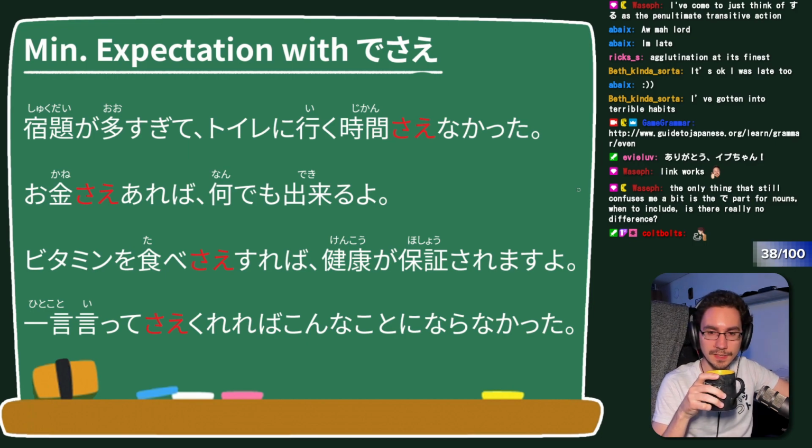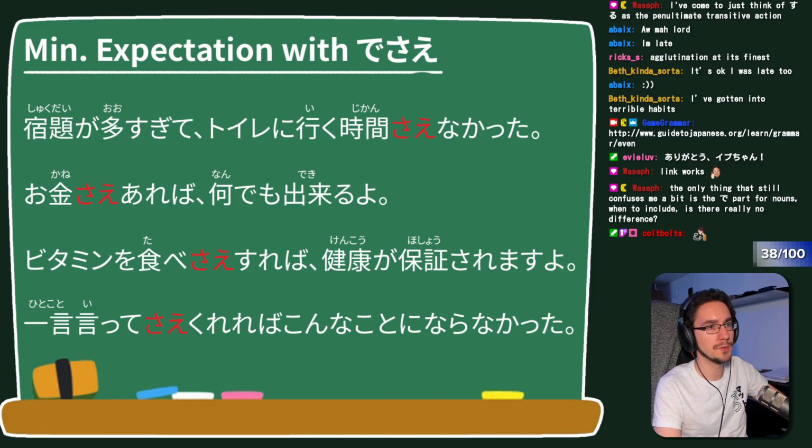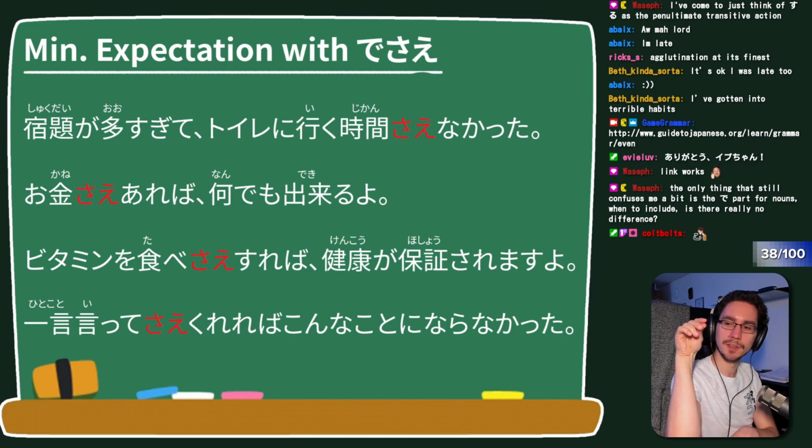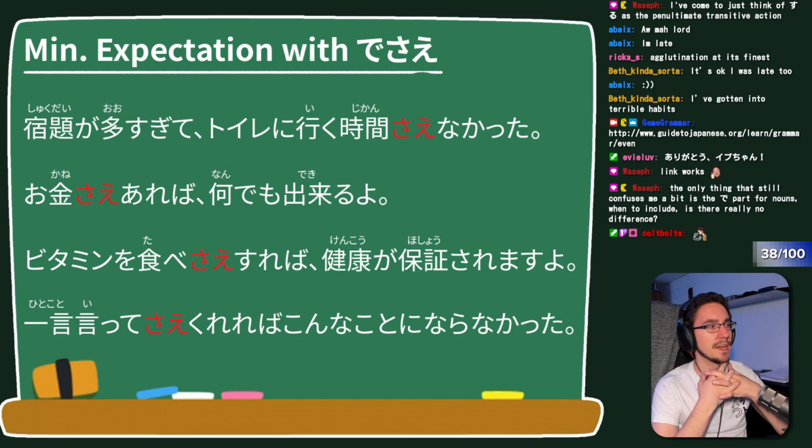The only thing confusing me is the part for nouns, when to include de, and there's no difference. Usually, yes, we can talk about that again. Usually, if you include it, all it does is make it sound more emphatic. It's like more emphasis. Sometimes there are these things in Japanese where they're the same, but one of them sounds like plus 10%. It's like if you want to add that extra spice, the salt, like that.